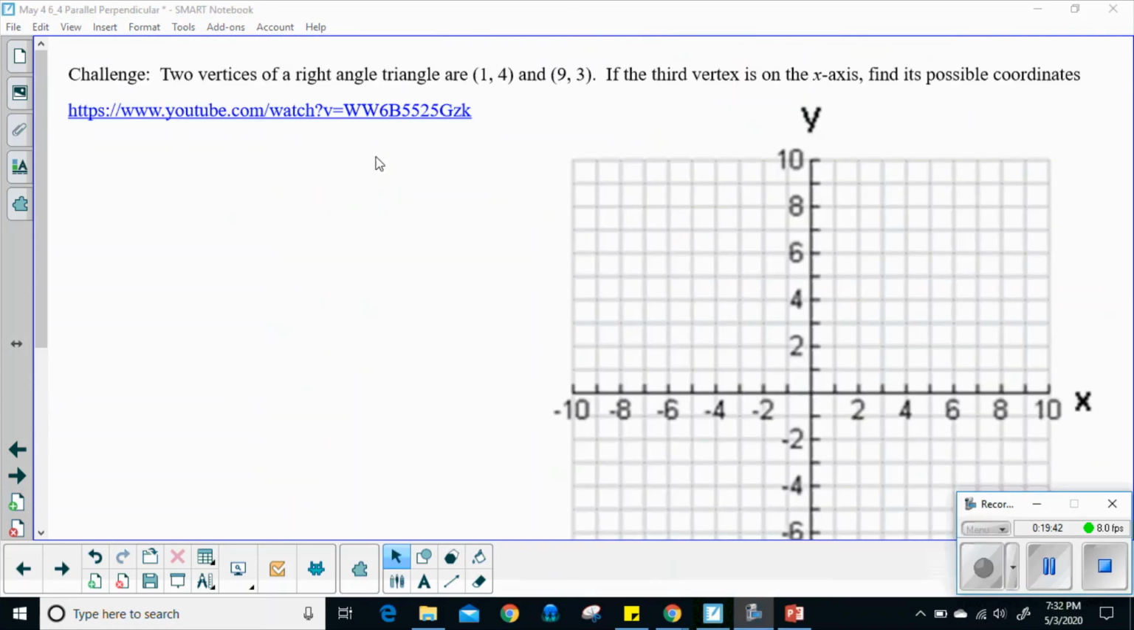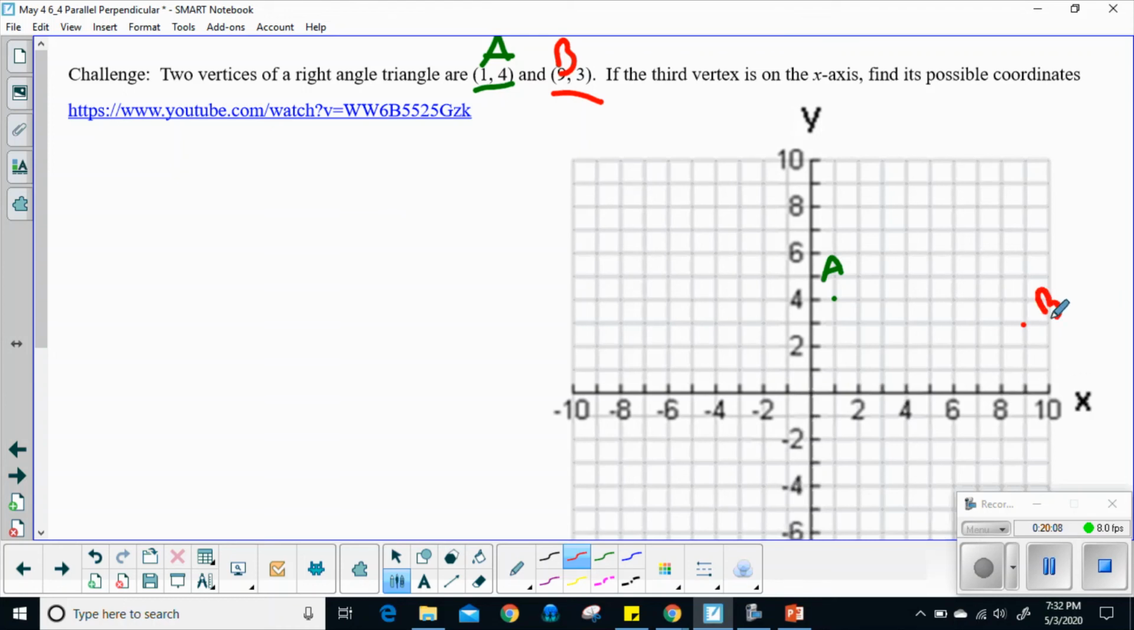Okay, this one's pretty tricky. We've got 2 vertices of a right angle triangle, so we're told it's a right angle triangle, and then we're told that we've got a vertex at 1, 4. So I'm going to put my dot there. Let's call you A. So that's A. B is at 9, 3. So there's dot B. And then we're told, and here's the tricky part, that the third vertex is somewhere on the x-axis. So we need to figure out what its coordinates are going to be. Tricky. If it's on the x-axis, I don't know my x value, but I do know my y value is going to be 0.